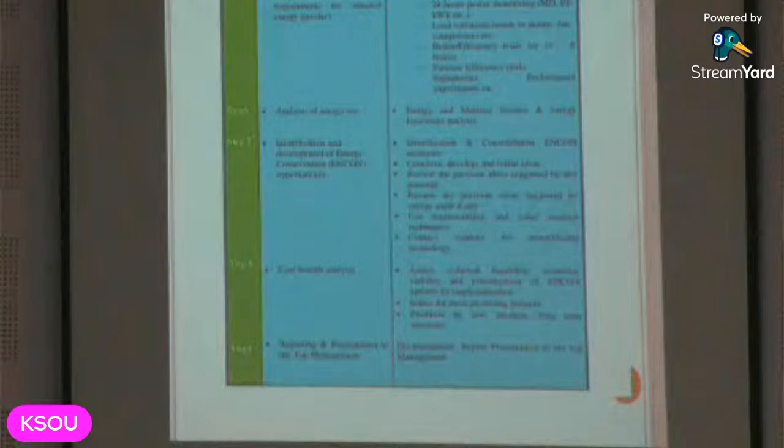Cost benefit analysis. I told you, like return on investment. If I invest X, what is my return? How long will it take? And what is the sustainability of that? How many years can I get the returns, benefit and everything? Those kinds of cost analysis we have to do. Reporting and presentation to top management. This is also important.